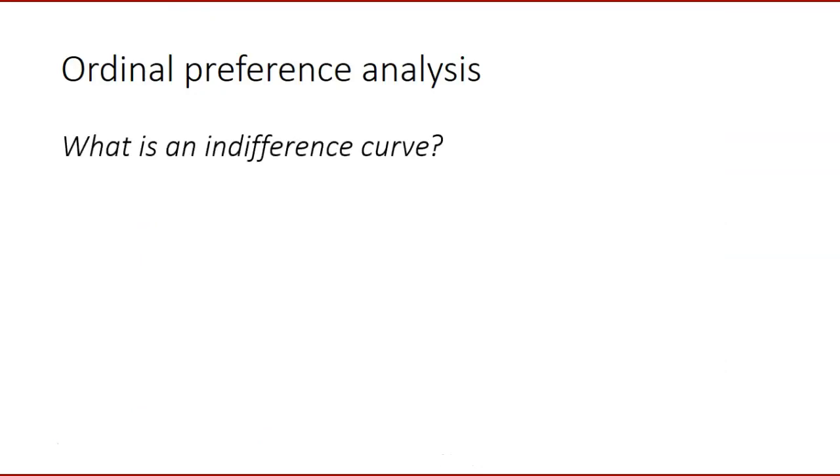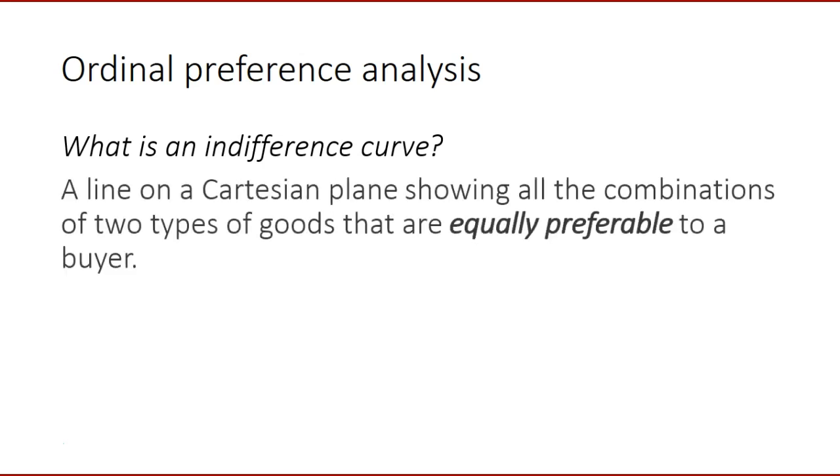Now let's go on to the willing part of the quantity that a consumer is willing and able to purchase at a given price. So how do we represent these wants or preferences? We're going to use something called an indifference curve. An indifference curve is a line on a Cartesian plane showing all the combinations of two goods that are equally preferable to a buyer. They are indifferent between these various combinations because any of these combinations make the consumer equally happy. So they equally prefer them.